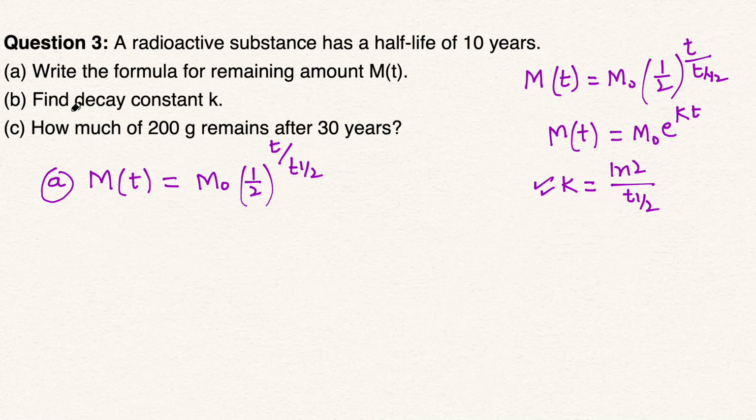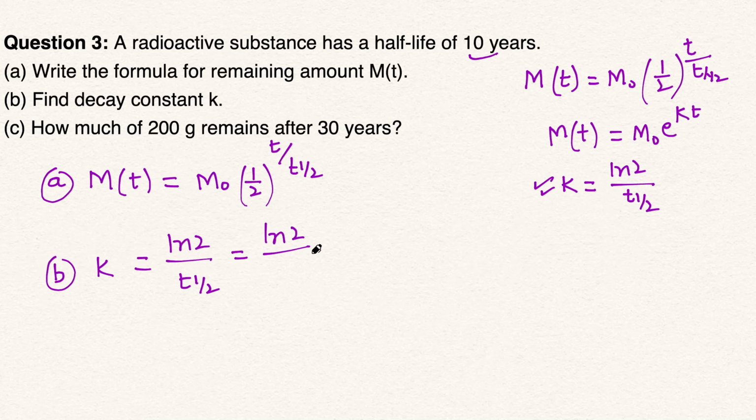Question 2, find the decay constant. If we write the direct formula, which is the natural log of 2 over the half-life of that particular substance, that will be 10 years, because that is given in our question. So now you simply have to put this input into the formula.